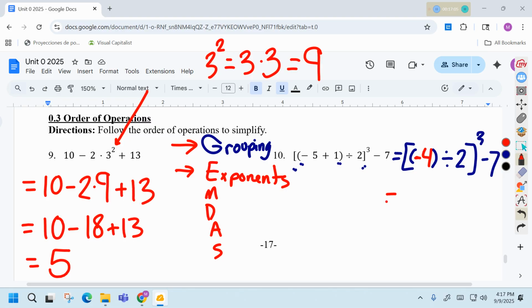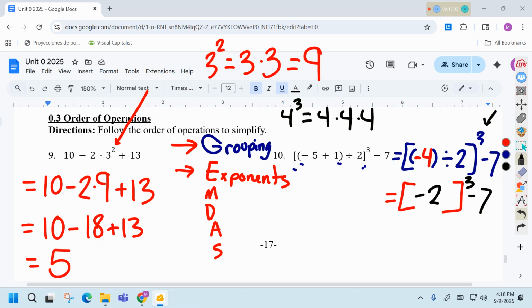So when we do this, we have negative 4 divided by 2. And what does that give? That gives us negative 2 cubed minus 7. Don't forget about this little exponent up here. That's important. So to cube something, what does that actually mean? To cube some number means to multiply it by itself 3 times. So if I was saying let's do 4 cubed, that just means 4 times 4 times 4. It would be 16 times 4, so we would get 64.